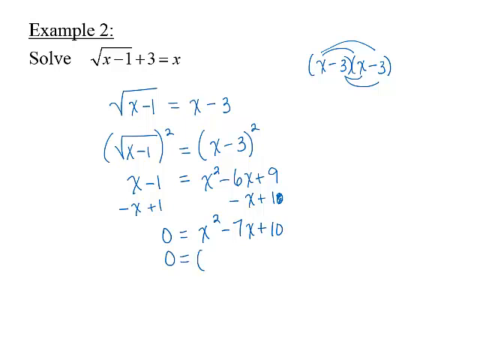Now we factor. The factors of x squared are x and x. The factors of 10 are 5 and 2. They are the same sign with them both being negative, so we have x minus 5 times x minus 2. Setting those factors equal to 0 gives us the possible solutions of 5 and 2. We're not done. We have to check.